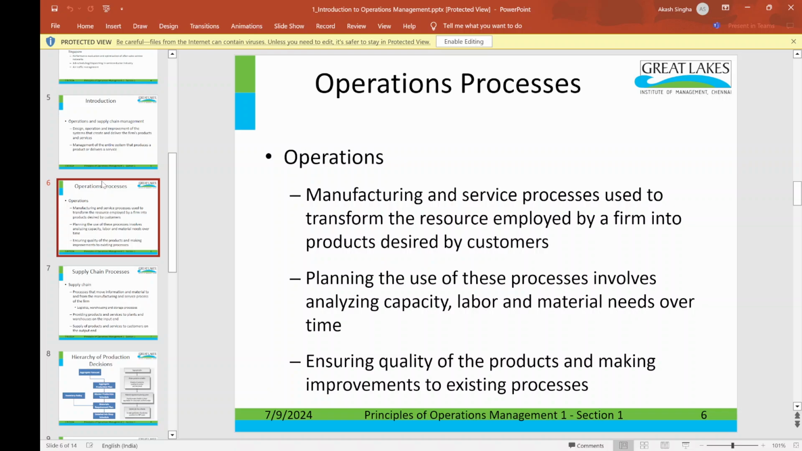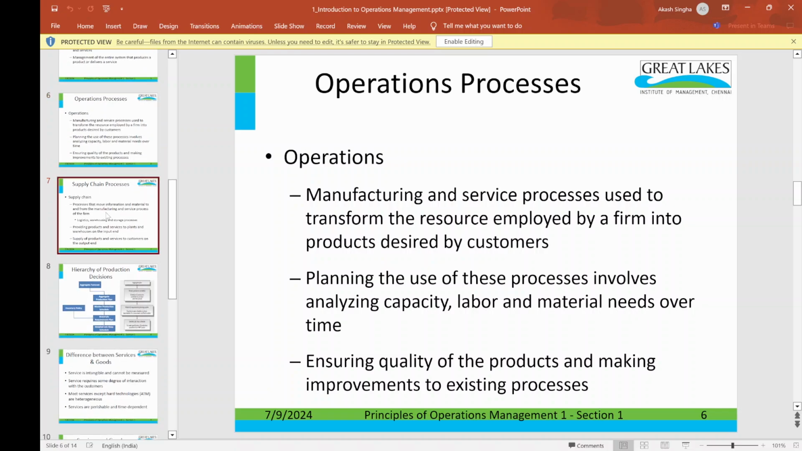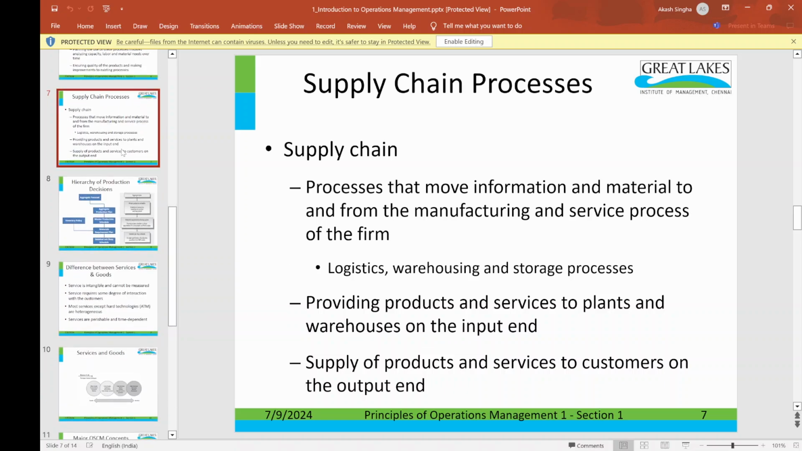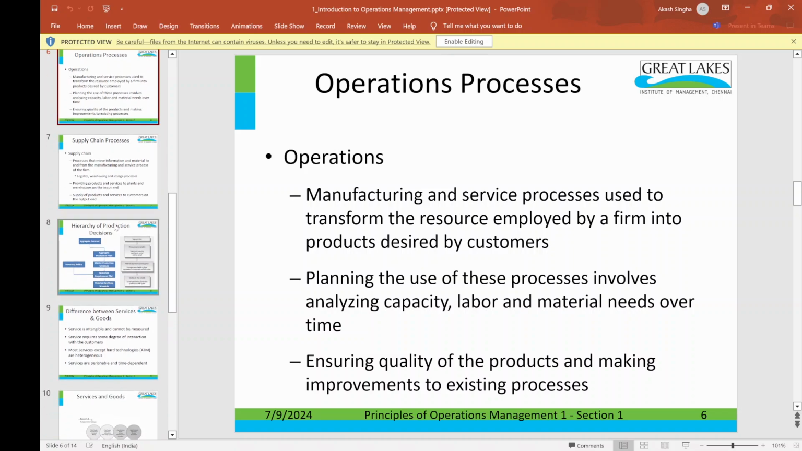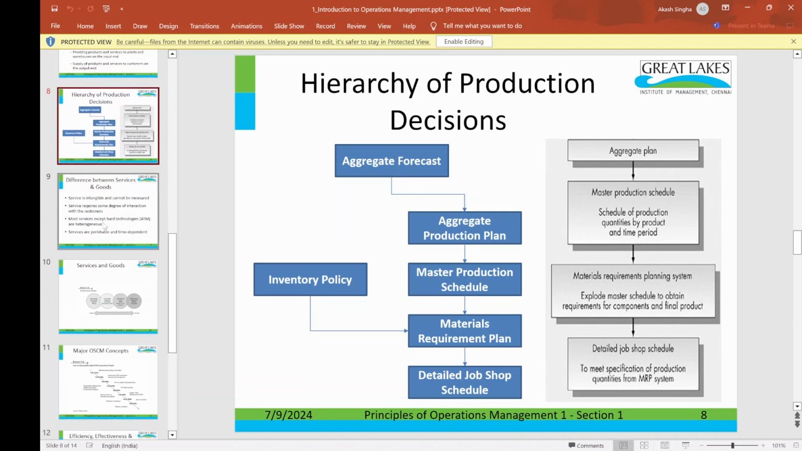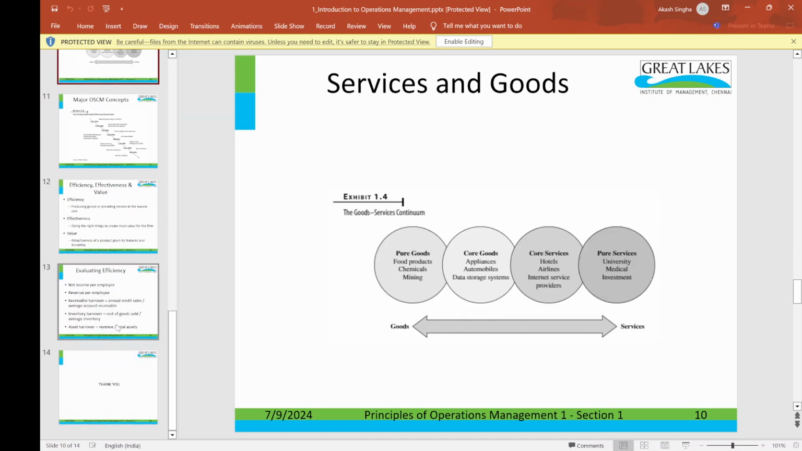So I think yeah, these are just descriptions of what operations and supply chain are. Supply chain is moving information, material, or any resource from manufacturing to service or vice versa. And operations is the manufacturing and service process used to transform the resource or any product from a farm to the product desired by the customers. Then these things I think we can give a read.